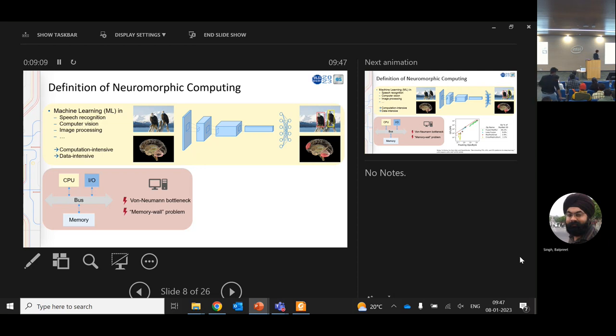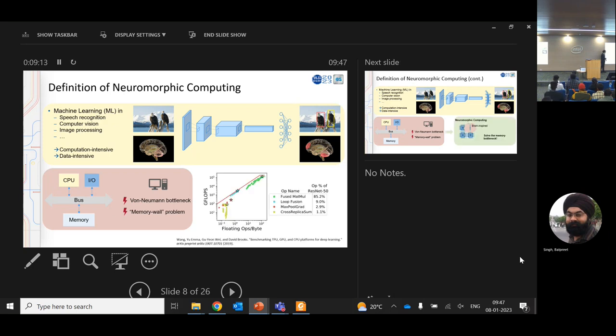But for machine learning, this is becoming a critical problem. I'm going to show you some data on the slide as well to highlight this. Essentially, since this is such a data and computation intensive task, the bandwidth of your interconnect and the bandwidth of your memory become one of the core limitations of these systems.